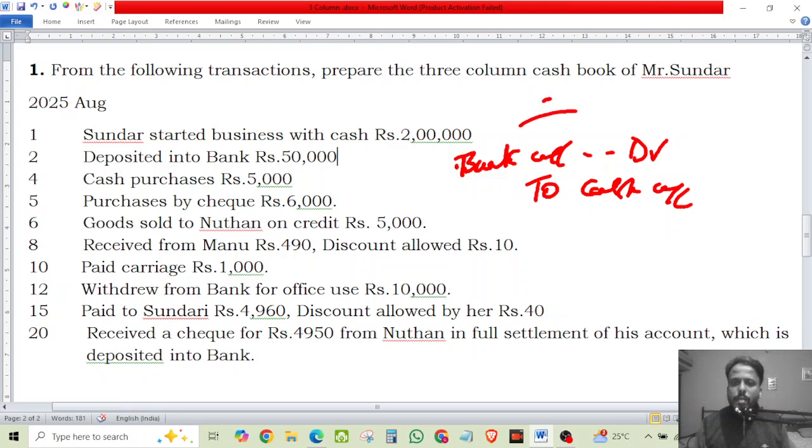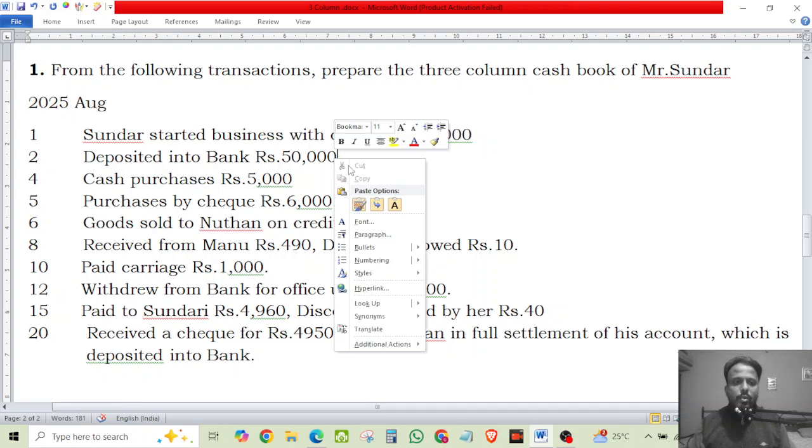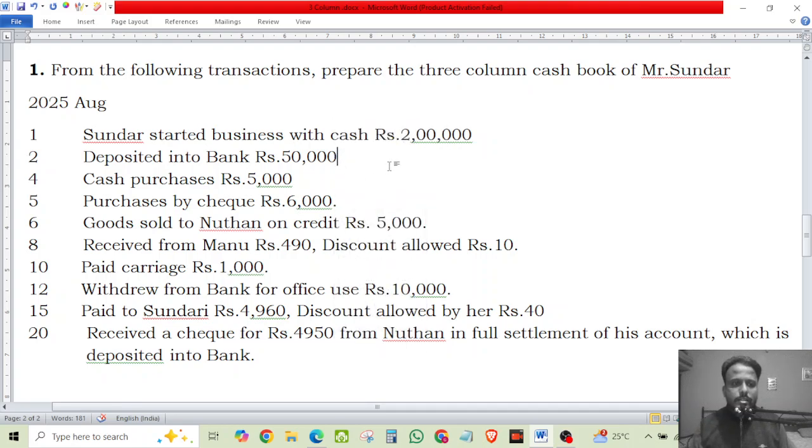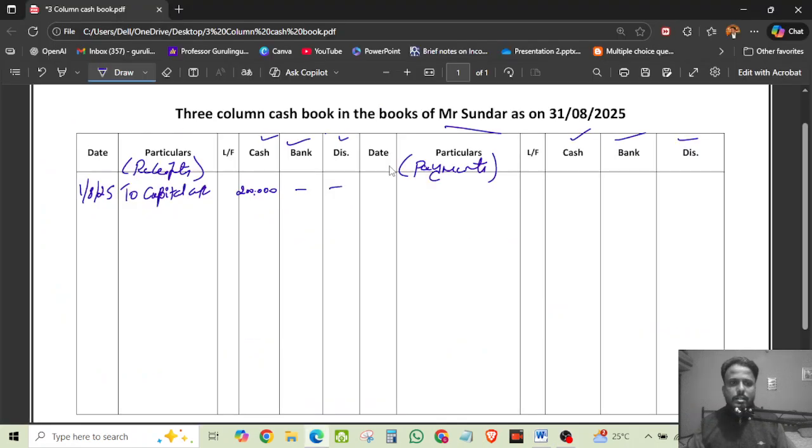This bank you are supposed to write in the credit side, this 2 cash you have to write in the debit side of 3 column cash book along with the date and amount. Very simple. So now the date here is 2nd of August. We need to write this date, that is 2nd of August 2025, on both sides, because it is a contra entry. Contra entry is an entry which will appear on both sides.